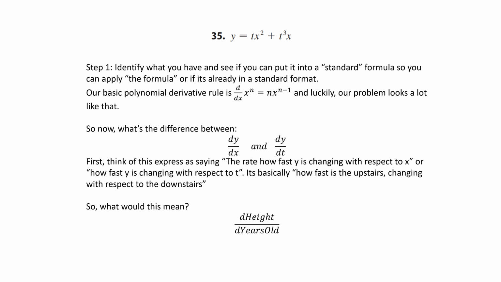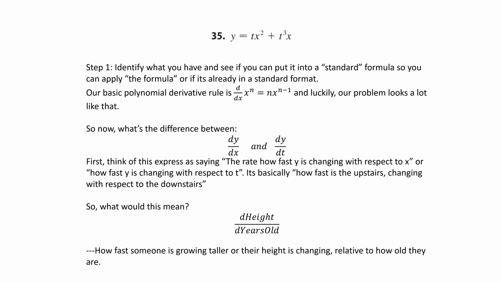If you had d height over d years old, what would you expect? How does height change with respect to your years old? Well, it would basically be whether you're growing taller or shrinking, and how your height is changing relative to how old you are. As an example, if you were a baby, you're probably growing pretty fast. If you're a teenager going through puberty, you're probably growing pretty fast. If you're in your 30s, your height's probably pretty much the same, so your change would be equal to 0. And by comparison, when you get really old, it might even go negative.